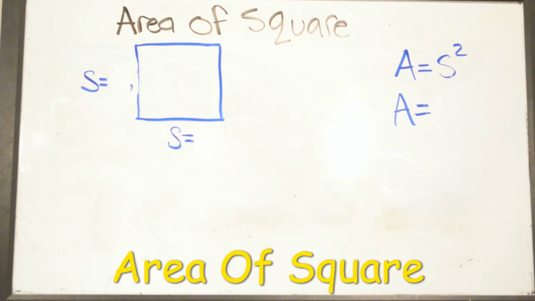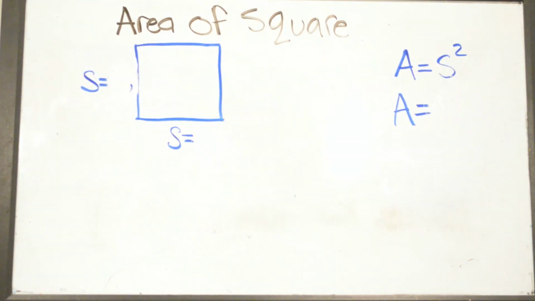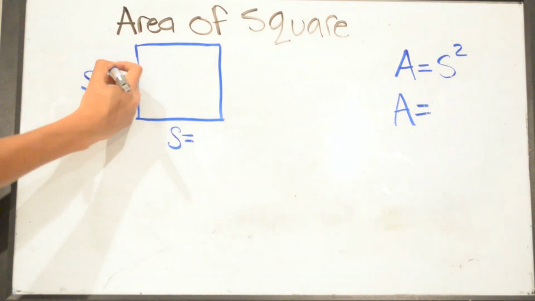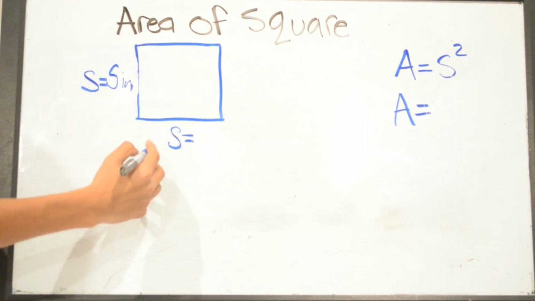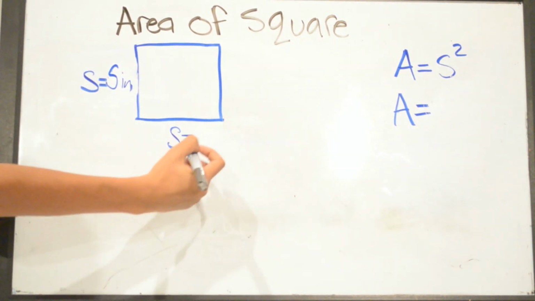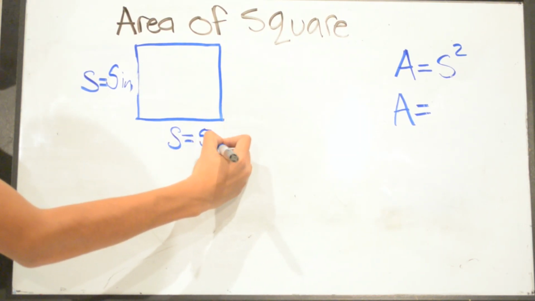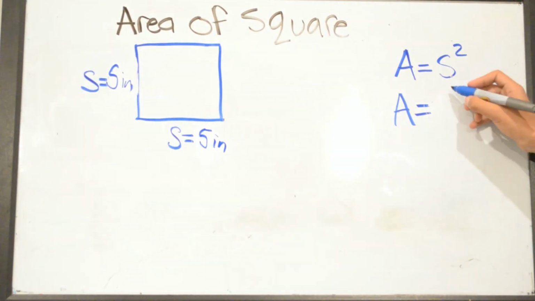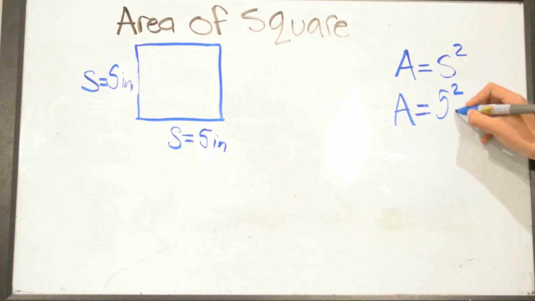Now we are going to talk about the area of a square. The area of a square is A equals S squared. For our first example, we have S equals 5 inches and S equals 5 inches. Here we write down A equals 5 squared inches.